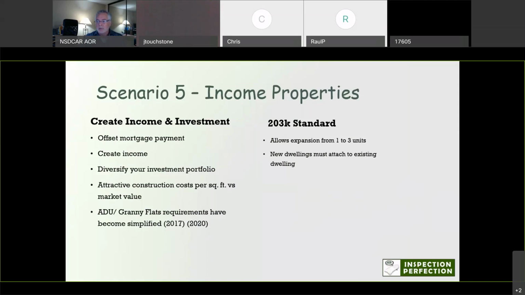So like on the 203K, we can add up to 3 additional units. One of the distinctions about the 203K is the additional units that we're adding must have a physical attachment to the existing dwelling. And an awning is not going to suffice. It actually has to share a living wall to comply with that standard. Fannie Mae actually will allow us to do detached properties.